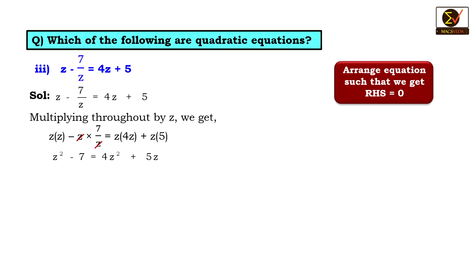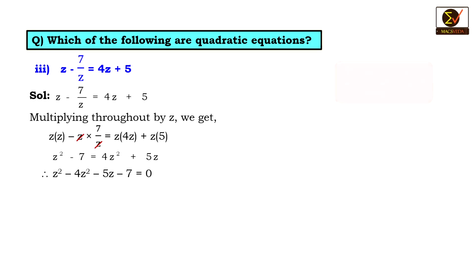Arrange the equation such that we get right hand side is equal to 0. That is, upon simplification we get 4z square, you can take it to the left side so that it becomes minus 4z square, plus 5z, when you take it to the left side it is minus 5z. So when you simplify this, what happens? You get z square minus 4z square minus 5z minus 7 is equal to 0. So upon simplification we get minus 3z square minus 5z minus 7 is equal to 0.